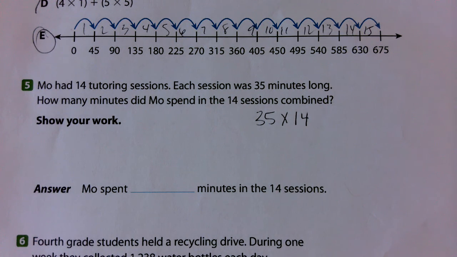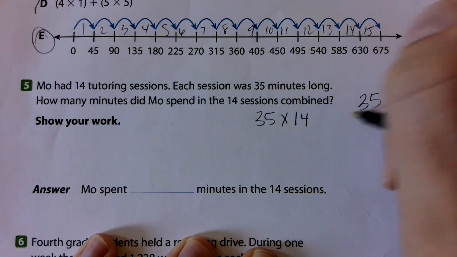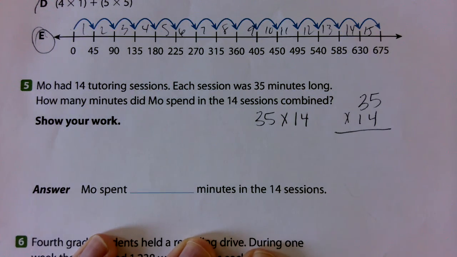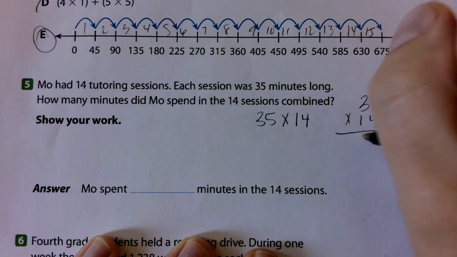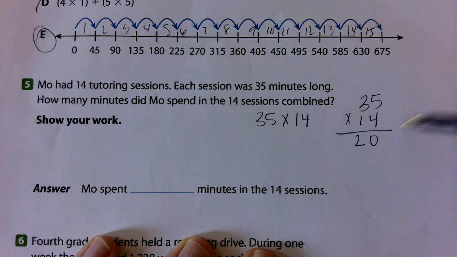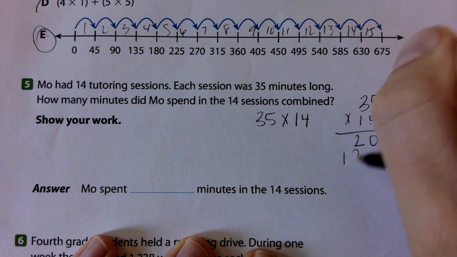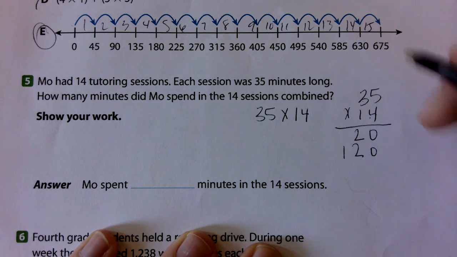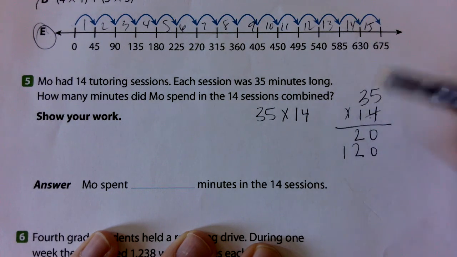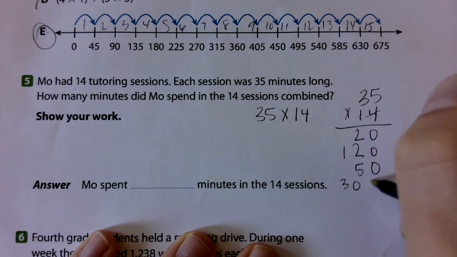Okay. So if you want, this time I'm going to go through the partial products model. So 35 times 14. I'm going to do 4 times 5 is 20. Make sure I line up my place values. And then 4 times 30 is 120. Well, then I've got to see what's 10 times 5. See, I'm done with the 4. 10 times 5 is 50. And 10 times 30 is 300.